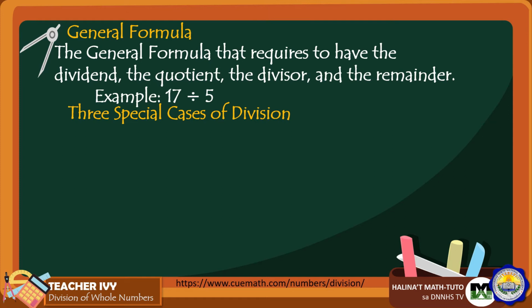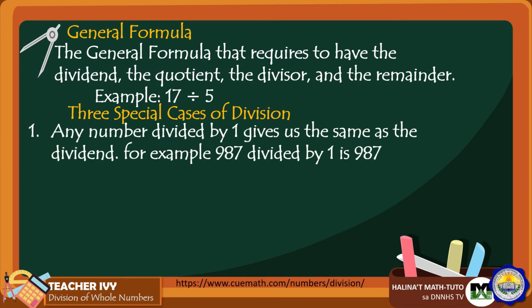We can form 3 groups if there are 15 students. But the given is 17 students. Therefore, there are 2 remaining students that are not included in the groups. The answer is now 3, remainder 2. We should also know that there are 3 special cases of division.